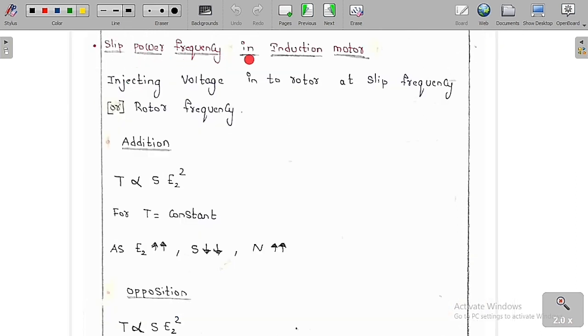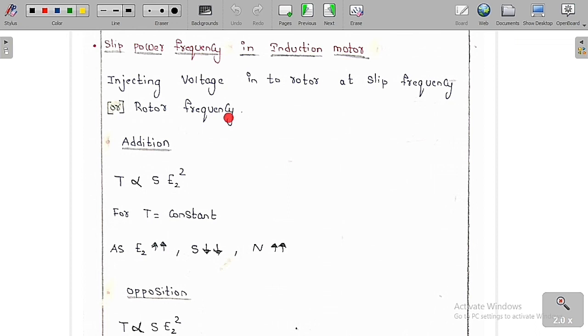Now, slip power frequency in induction motor. This is a very new concept. See, we are injecting voltage into the rotor at the slip frequency or rotor frequency.